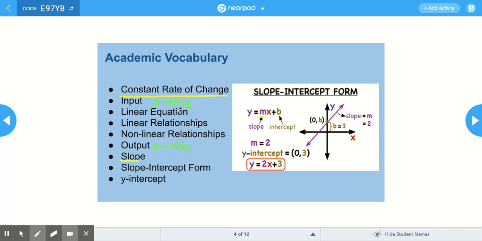Linear equations, when graphed, make a straight line. Linear relationships include proportional and non-proportional. Nonlinear relationships, when you graph them, are not going to make a straight line. Slope-intercept form is the specific form that we're using to write our equation today, which is y is equal to mx plus b. You can easily identify the slope as well as the y-intercept from that form, and that's where it gets its name from. And the y-intercept is the point at which the line crosses the y-axis, which is the vertical line.